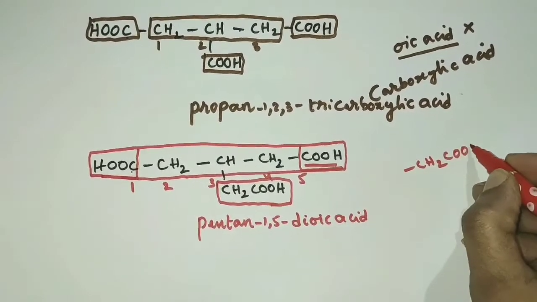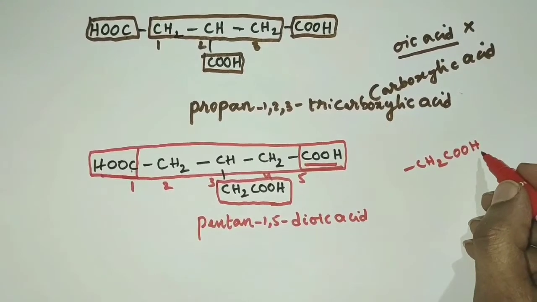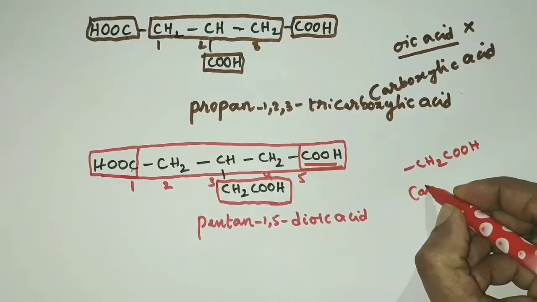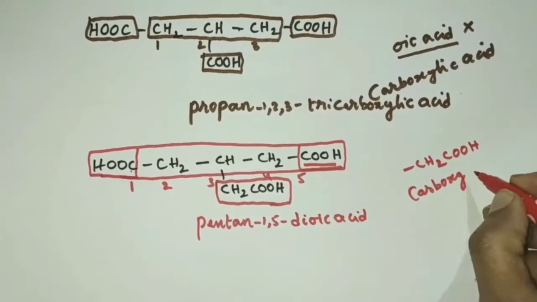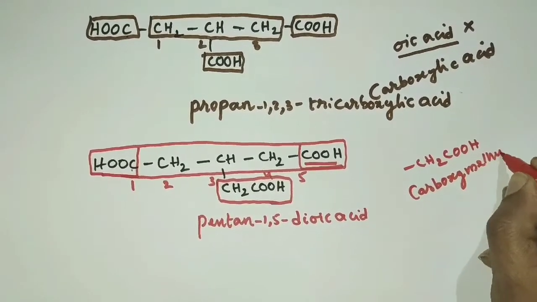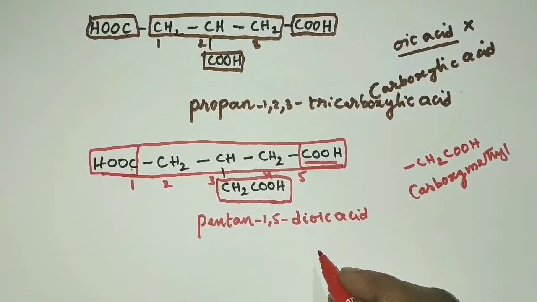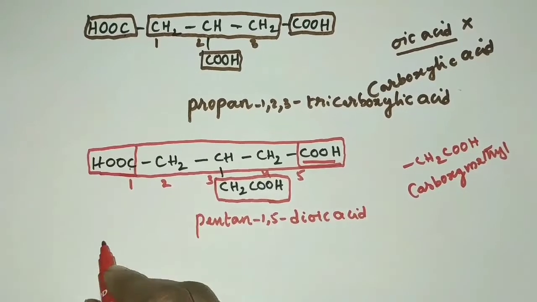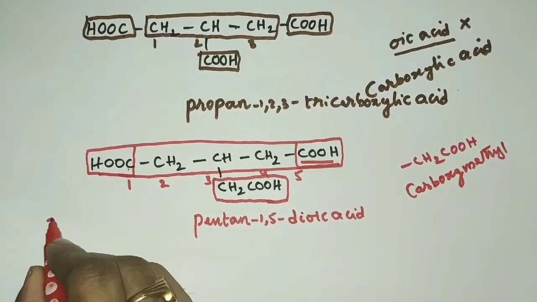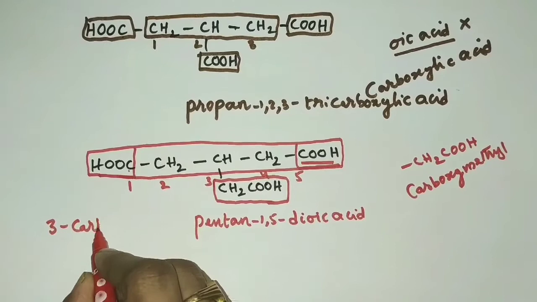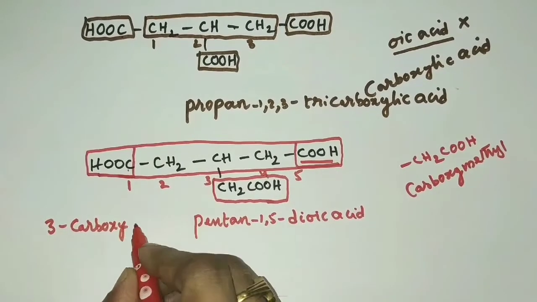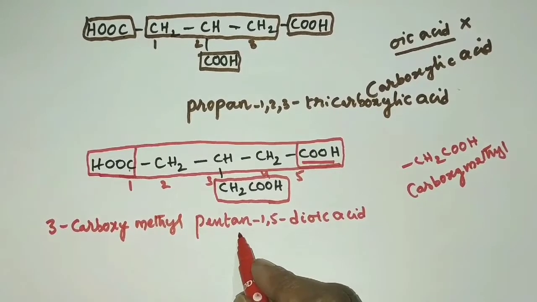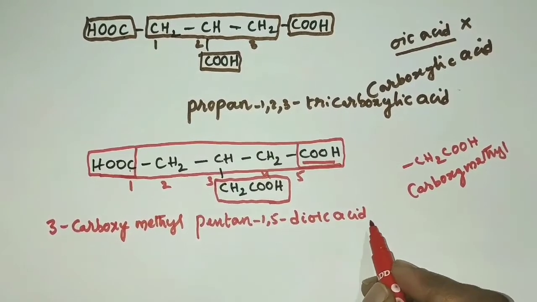If CH2COOH is present as a substituent, its name should be given as carboxymethyl. So carboxymethyl is the substituent present on the third carbon atom. So that's why the name will be 3-carboxymethylpentane-1,5-dioic acid, which is the IUPAC name of the compound given.